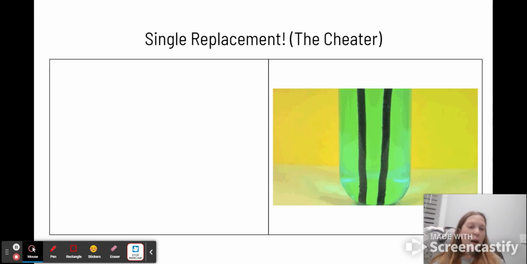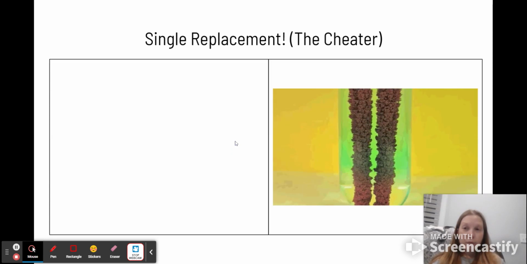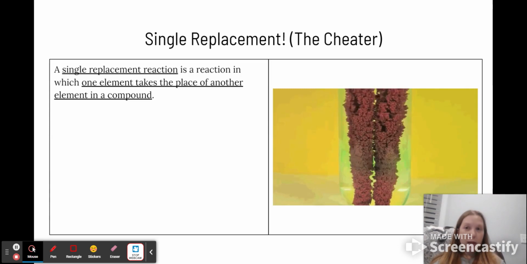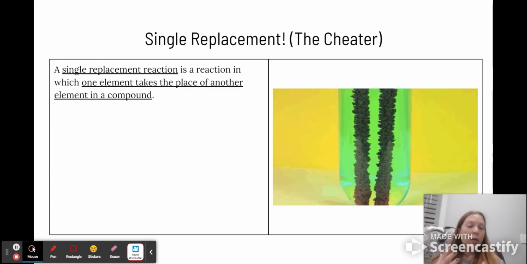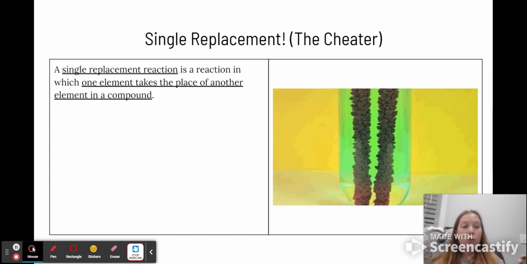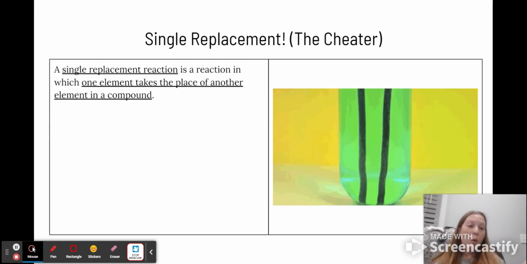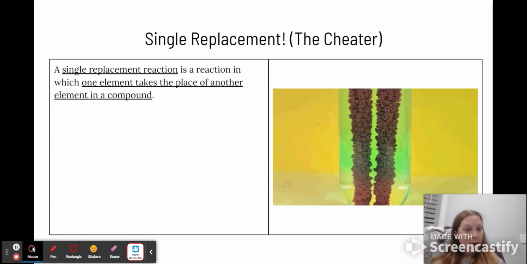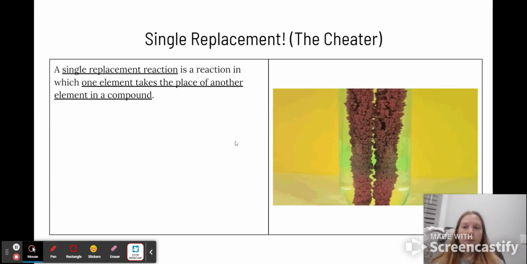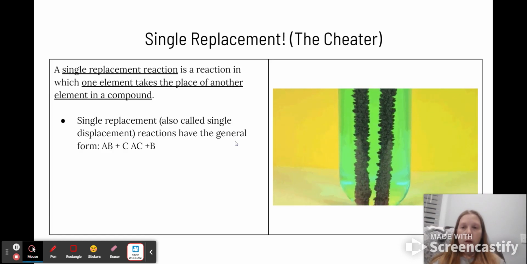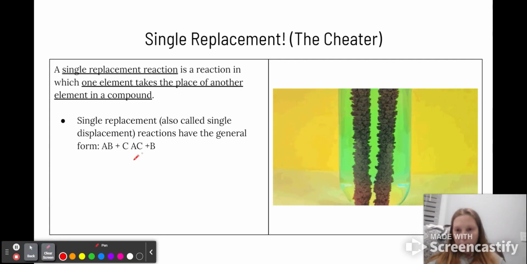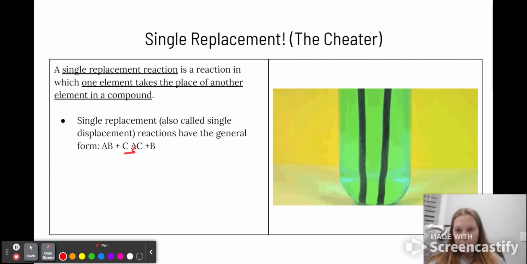So single replacement, this one I call the cheater. And this is where one element that is a reactant will take the place of another element in a compound of the other reactant. So I like to say this is like a boy and a girl are dating, a new girl comes to that school, and the boy breaks up with the first girl and starts dating the new girl. So the single element replaces an element in the compound.